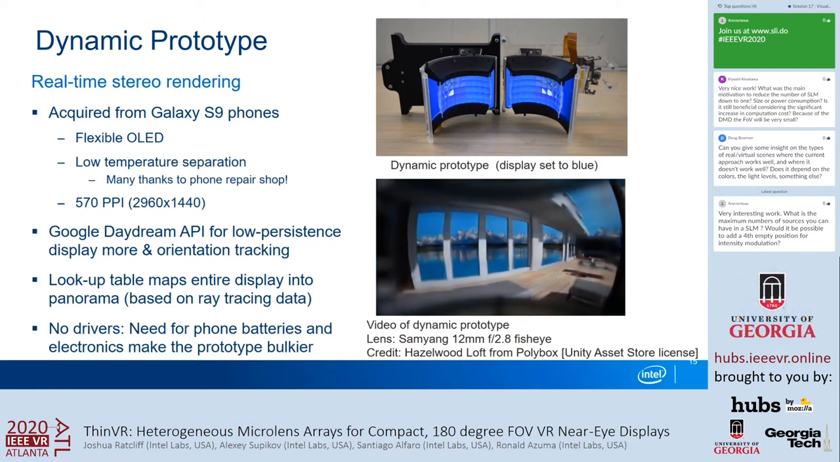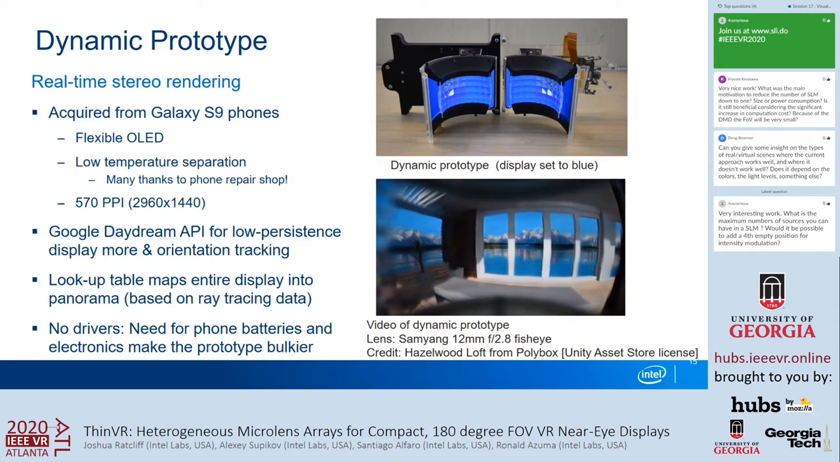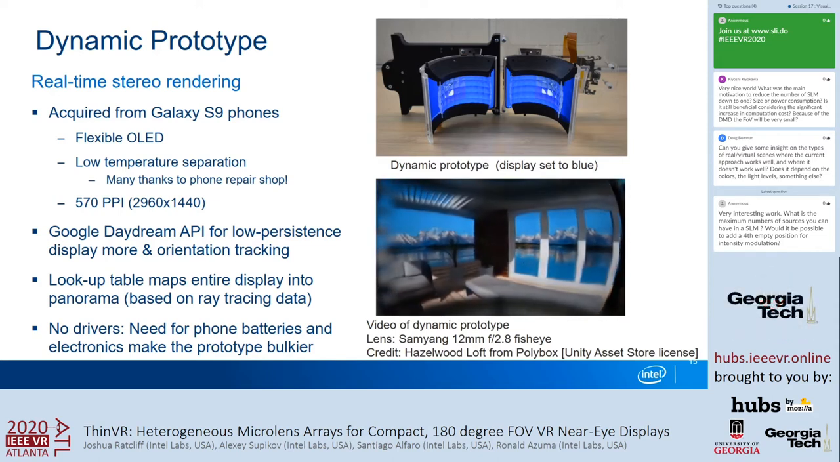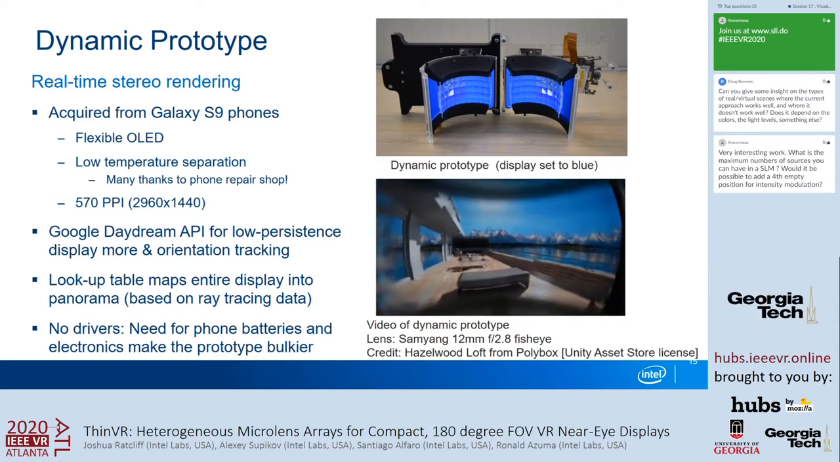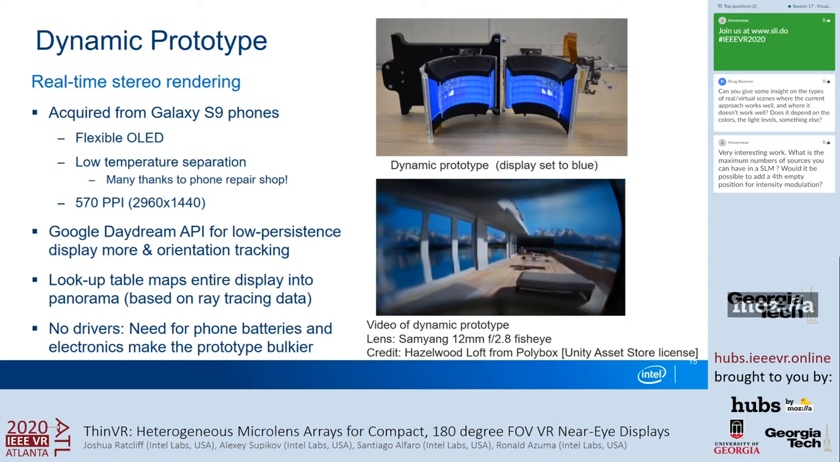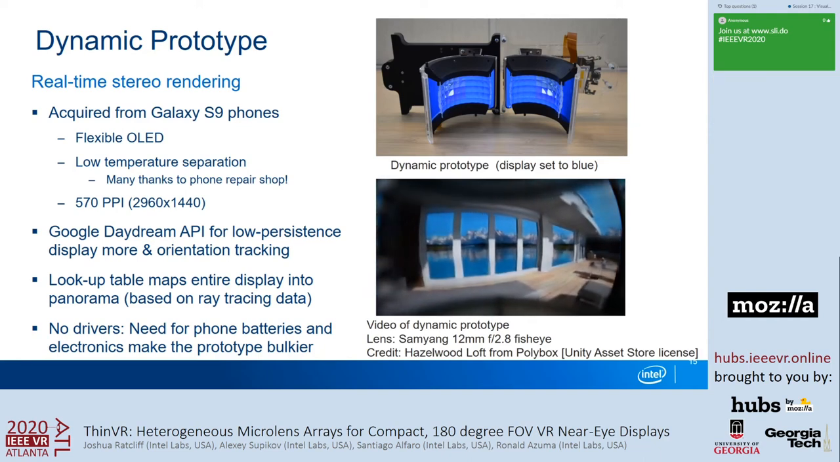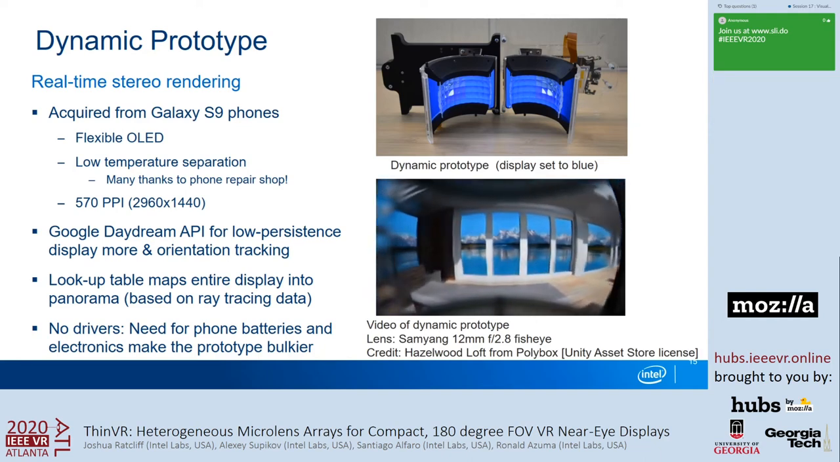Then we used the Google Daydream API to enable low persistence display mode and wrote an OpenGL application to display a full screen lookup table. The lookup table, derived from our own ray tracing data, maps each pixel on the display to its respective position on the target virtual image, in this case a panorama. This allows us to compensate for geometric lens distortion.